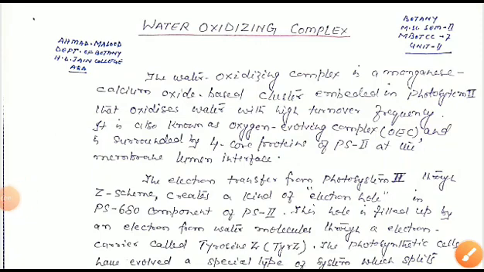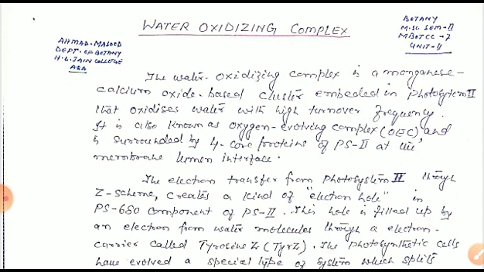Dear students, today we will know about water oxidizing complex and how this complex actually operates. The water oxidizing complex is a manganese calcium oxide based cluster embedded in photosystem 2 which oxidizes water with high turnover frequency. It is otherwise also known as oxygen evolving complex and is surrounded by four core proteins of photosystem 2 at the membrane lumen interface.